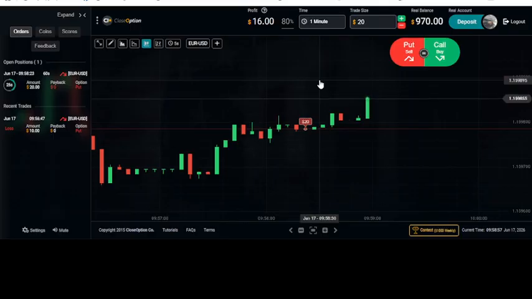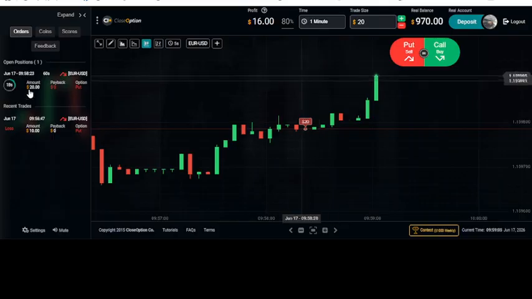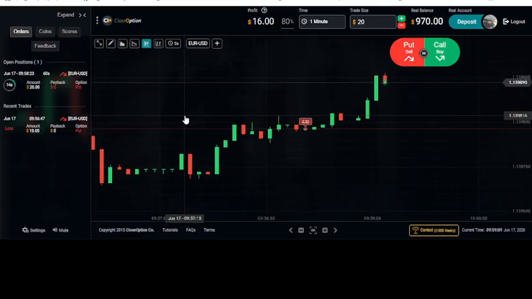Currently, the trade is going against us here. We have about 23 seconds left, according to my trade timer. So let's wait for the expiration of this trade.